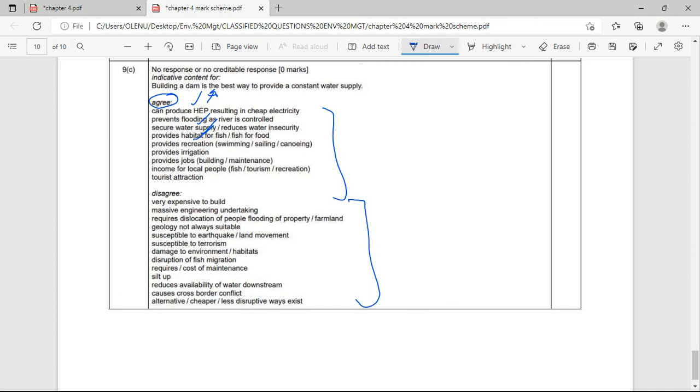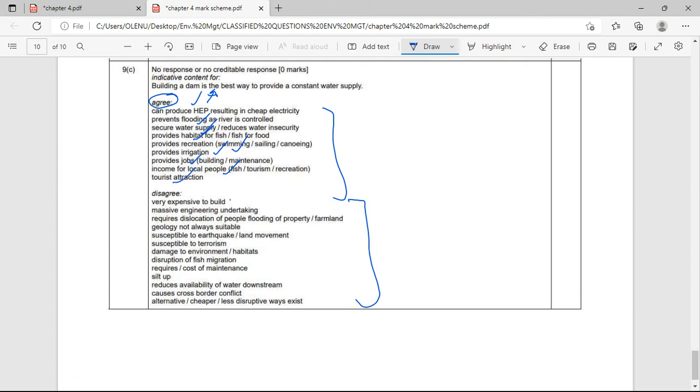Also, some species might die. That's a disadvantage of it. It can also affect the food chain. Now, it provides recreation such as swimming, and provides water for irrigation. It also provides jobs for the building and the maintenance process, income to the local people, fish tourism and recreation, and a tourist attraction. So that's it.